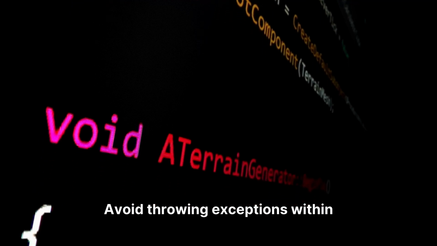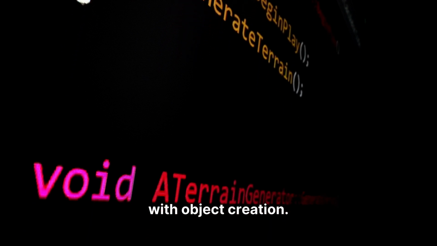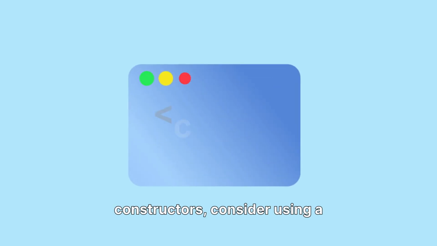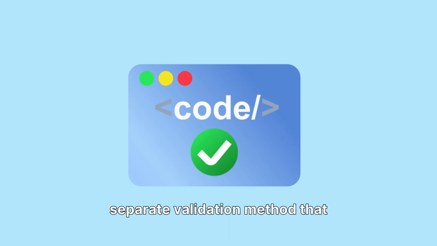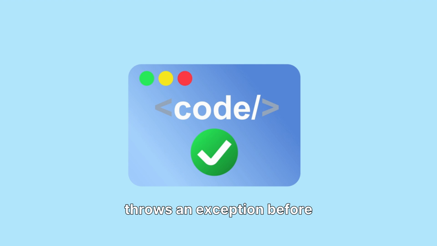Avoid throwing exceptions within constructors. Constructors should ideally succeed or fail by leaving the object in a valid state, or by throwing an exception that indicates a fundamental problem with object creation. Instead of throwing in constructors, consider using a factory method or a separate validation method that returns a Boolean or throws an exception before the object is fully constructed.